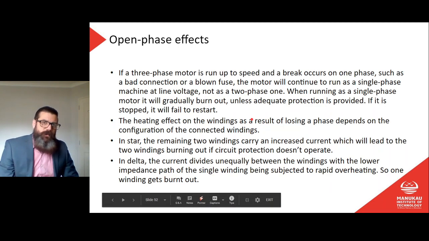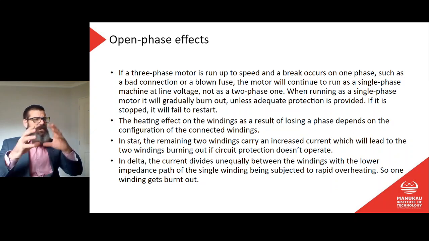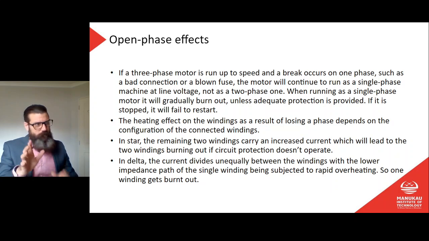Open phase effects. If a three-phase motor is run up to speed and a break occurs in one phase, such as a bad connection or a blown fuse, the motor will continue to run as a single-phase machine at line voltage, not as a two-phase one. When running as a single-phase motor, it will gradually burn out unless adequate protection is provided. It will run as a single phase because we now have an alternating magnetic field rather than a true rotating one, which we had with the three phases.